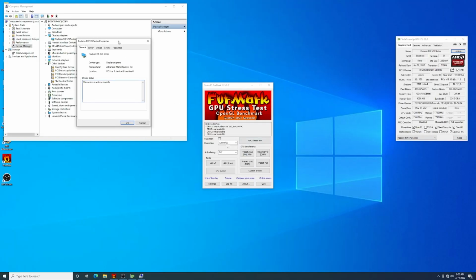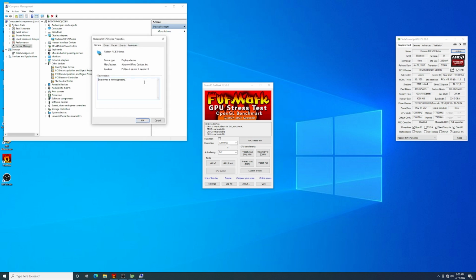Okay, so after flashing the BIOS, the card loaded drivers successfully and everything is back to normal.